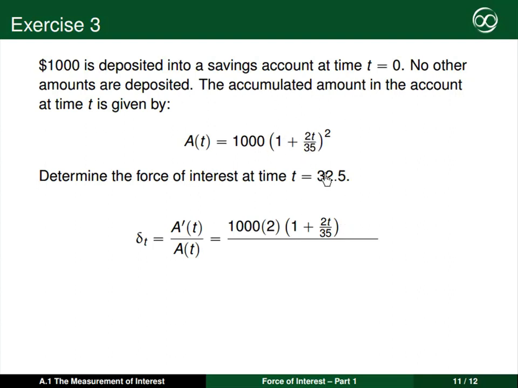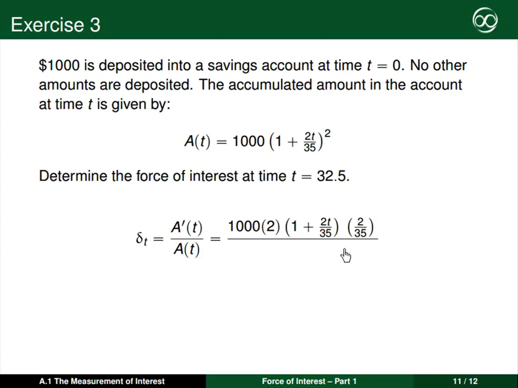So the chain rule, because basically I was taking the derivative of some function squared. The derivative of some function squared is 2 times that function times the derivative of the function. This is my function, 1 plus 2t divided by 35. The derivative of 1 is 0, and the derivative of 2t divided by 35 is just 2 over 35.